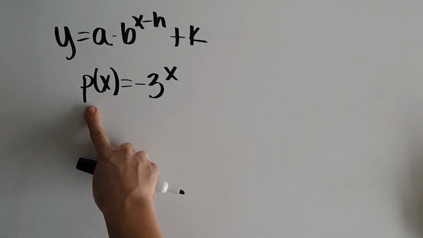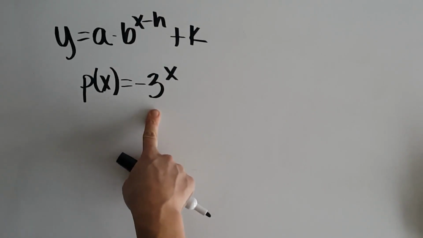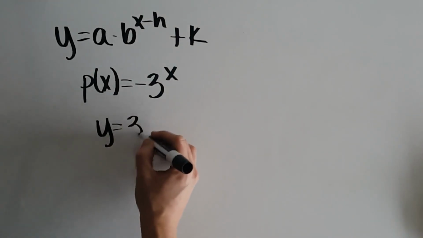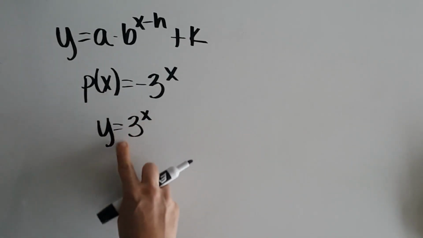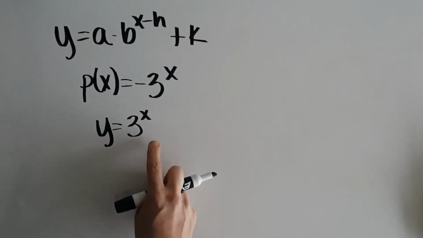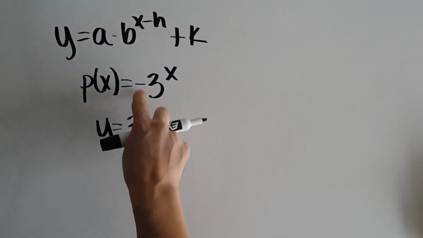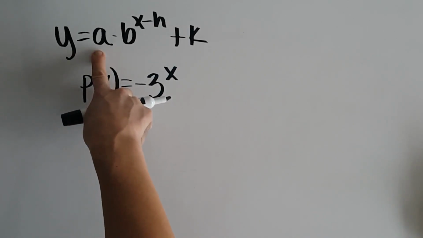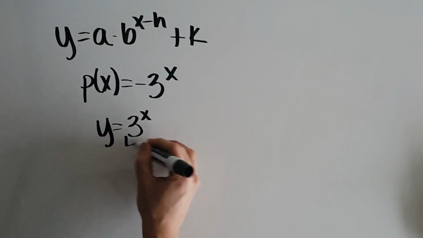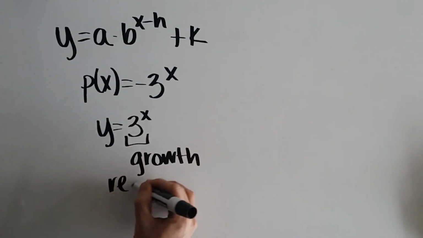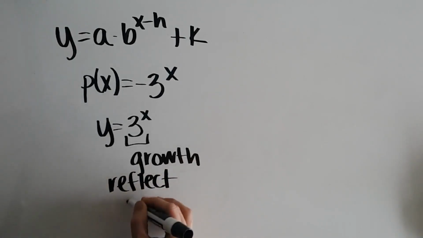Now we're starting with p of x equals negative 3 to the power of x. So our parent function would be y equals just 3 to the x. So anything that's not a 3 or an x affects my graph. So I'm looking at that and I see this negative. That negative is in the spot of a. And we talked about how if a was negative, it's going to reflect our graph over the x-axis. So we have a growth graph, because our base is bigger than 1, that's going to get reflected over the x-axis.